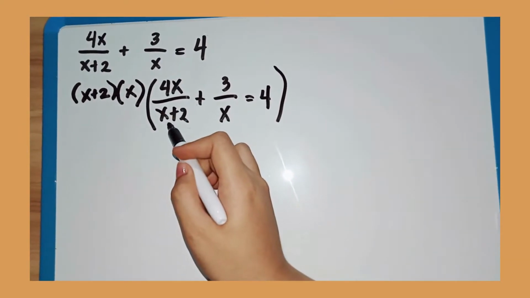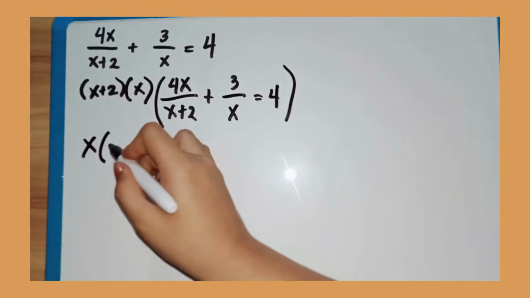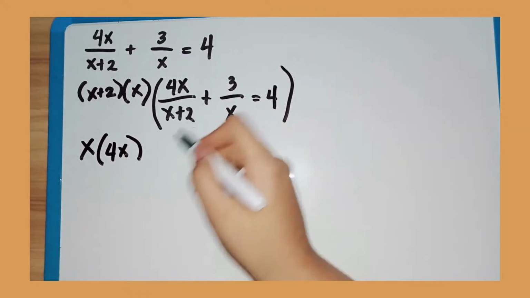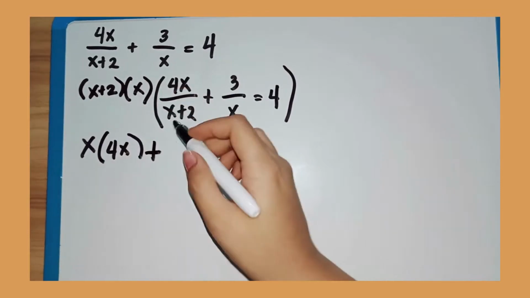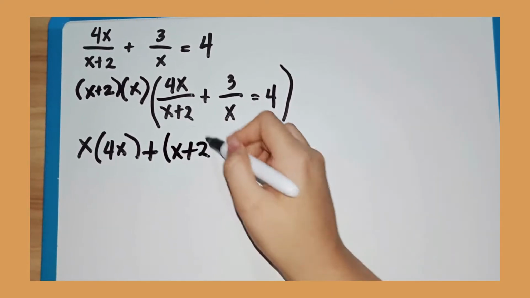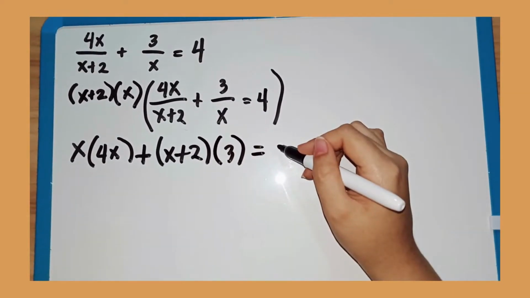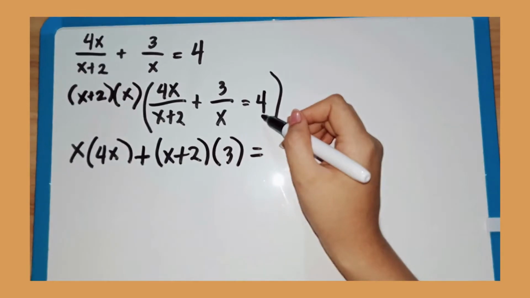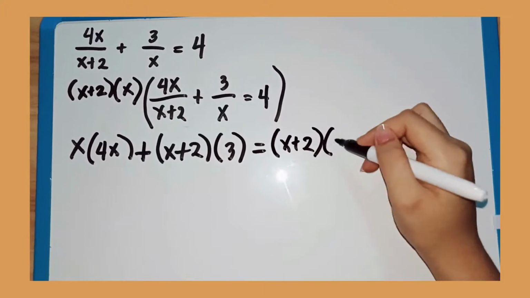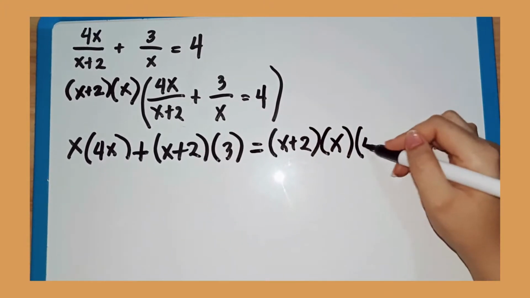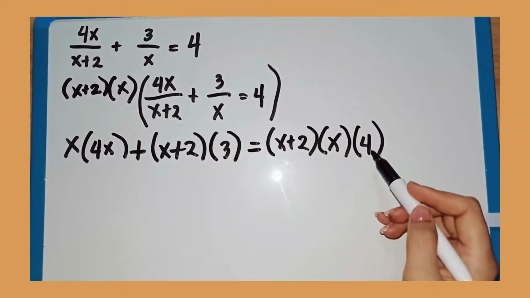Mapapansin nyo, para sila merong x plus 2. So, yung natira na lang is x. Then, copy 4x. Plus, ito naman. So, pareho sila merong x. Matitira na lang is x plus 2, copy 3 is equal to, ito naman. So, dahil wala itong denominator, kokopyahin natin yung dalawa. X plus 2, x, then copy 4. So, ito yung mga numerator natin. 4x, 3, 4.